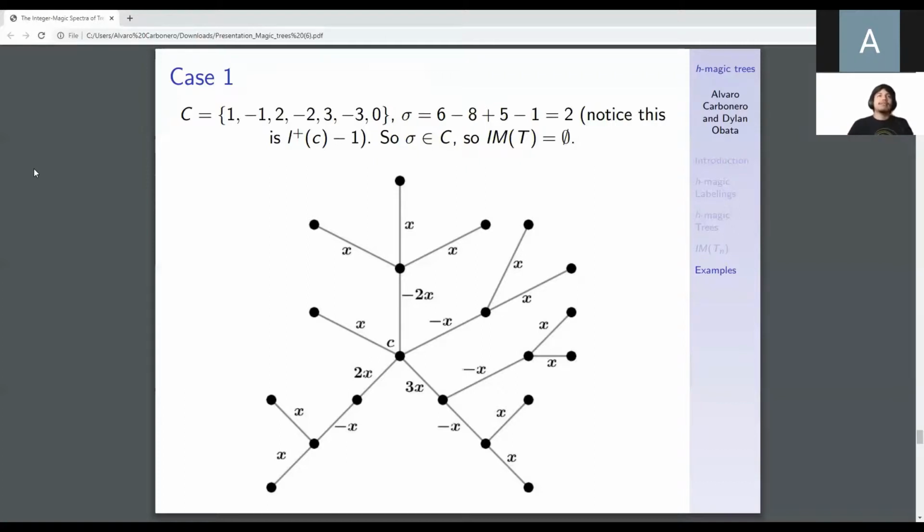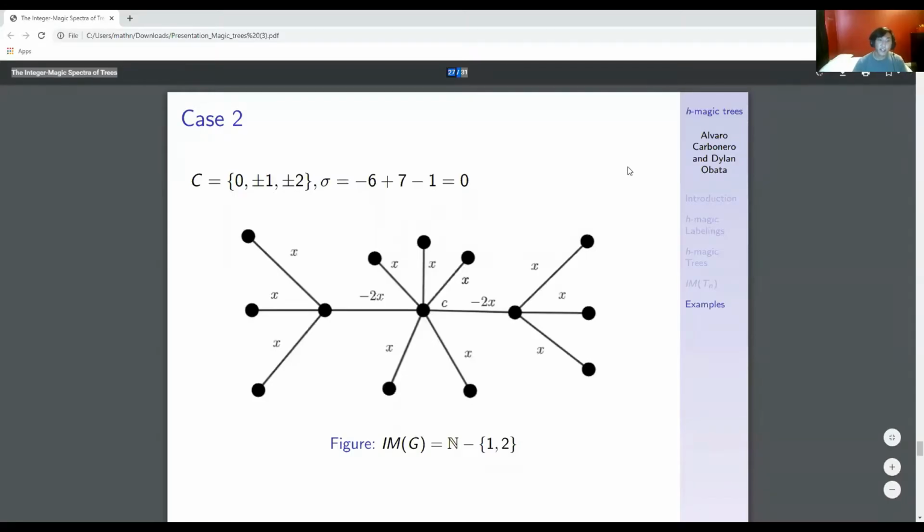What this means is that there doesn't exist an X for every H that both guarantees that the center gets the constant labeling, and also that no edge gets assigned the zero labeling. So both cannot happen at the same time for any H, and so the integral magic spectrum is the empty set. For more examples and for the end of the presentation, we go back to Dylan. Thank you.